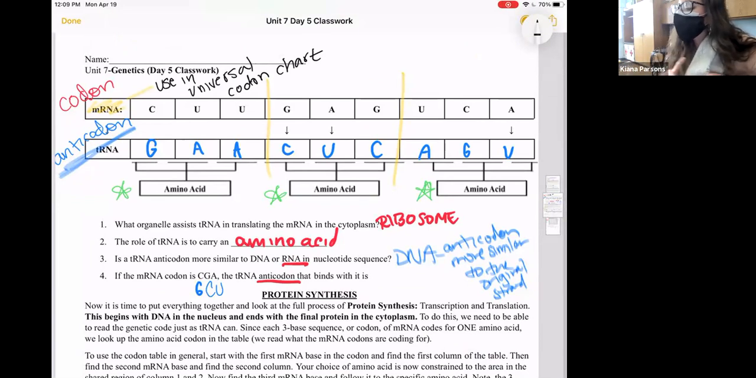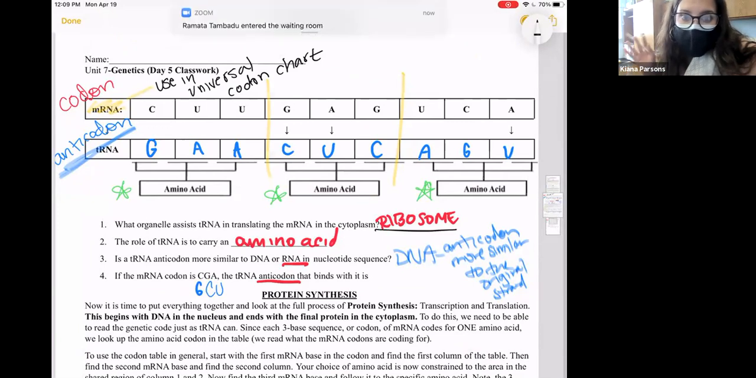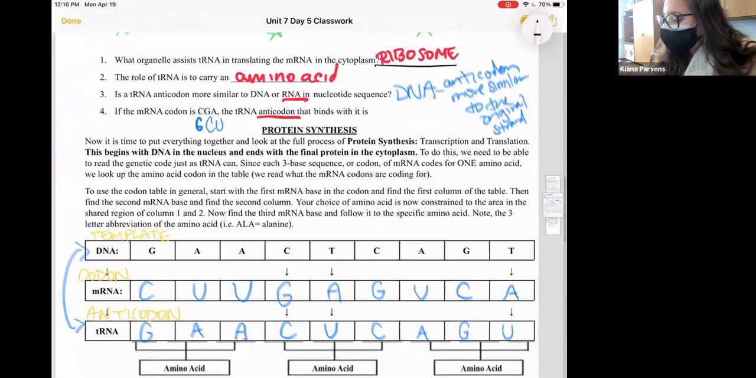So what organelle assists the tRNA in translating the mRNA sequence? It's the ribosome, the protein factory, which you may recall in Unit 2, we talked a lot about how the ribosomes were involved in protein synthesis, and this is why. Because protein synthesis is very important in genetics. So the tRNA is carrying the amino acids, and we're about to go through and use this universal codon chart.